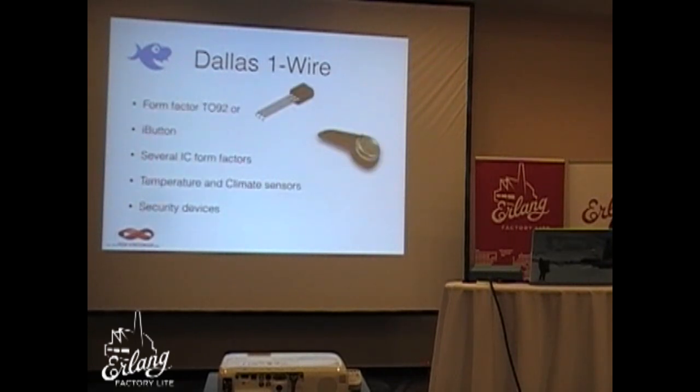So the form factor for the Dallas one-wire stuff is usually this one. It's kind of like the old-style plastic transistor size with 3 pins. Most of the stuff is temperature sensors or other climate sensors. Then there is an iButton device, which is a one-wire device inside a metal button. You can use it for access control and stuff like this, so key fobs.